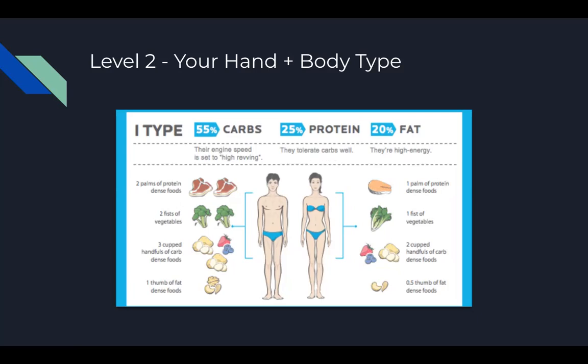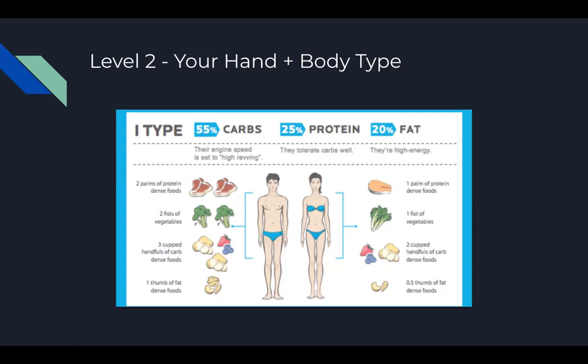So for the I body type, it's 55% carbs, 25% proteins, and 20% fats. Now, the reason it leans more into carbohydrates is because this type of person's energy speed is set to high revving, and they tolerate carbs well, and they're generally high energy individuals.